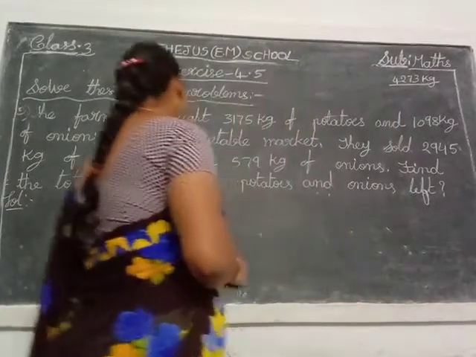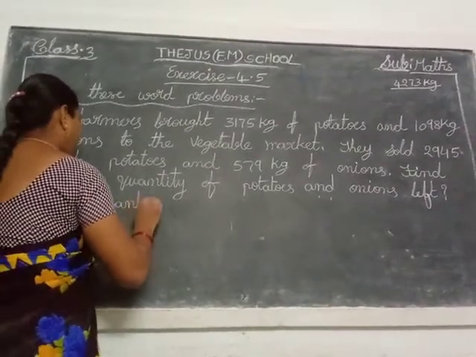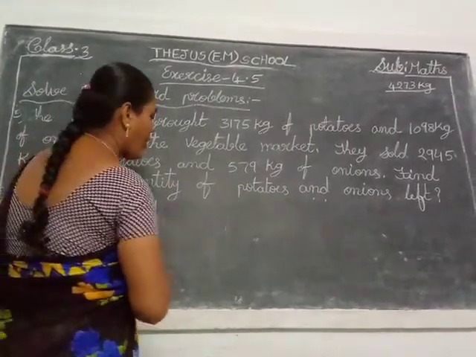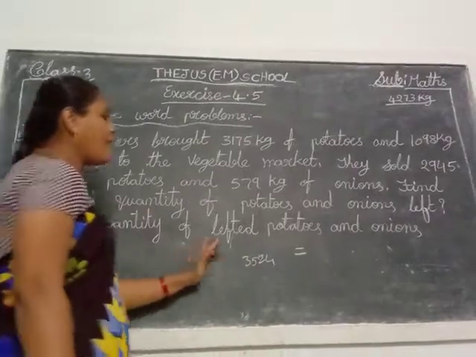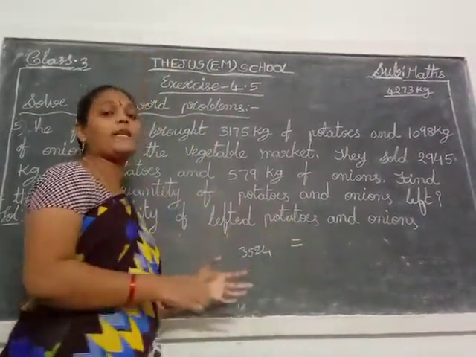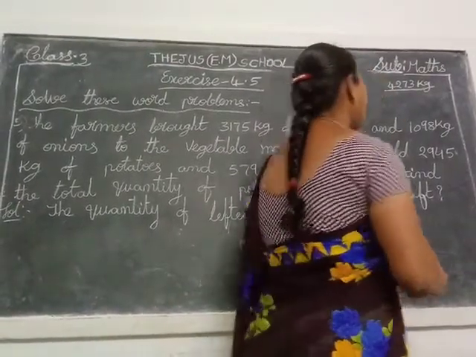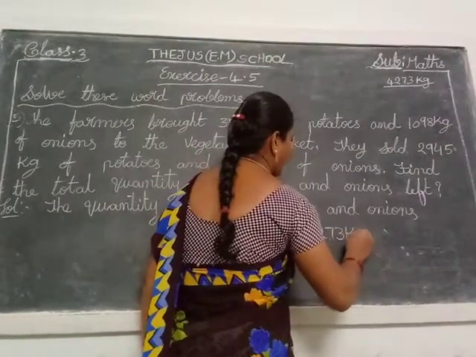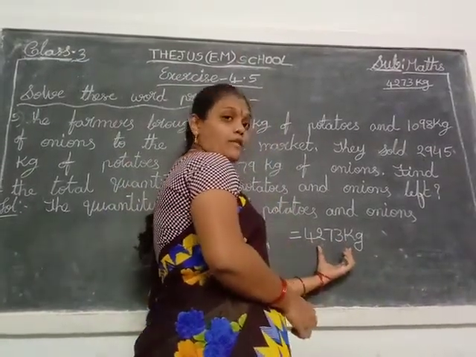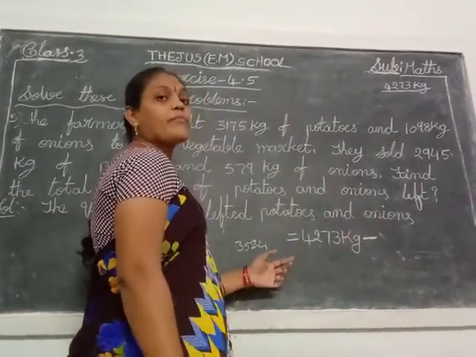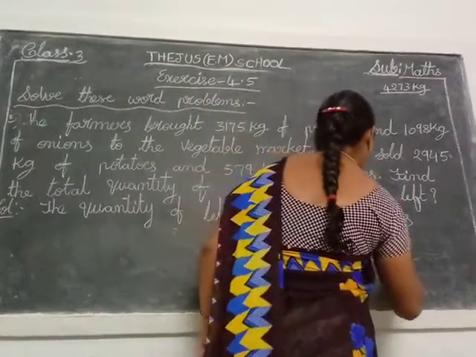Okay. So first you write here the quantity of the 3524. So now find out the quantity of left potatoes and onions. Quantity of left potatoes and onions means the farmers brought how many kgs of potatoes and onions? 4,273 kgs. So first you write total quantity of potatoes and onions. The farmers brought total quantity of potatoes and onions minus the farmers sold. How many kgs of potatoes and onions? 3,524 kgs.